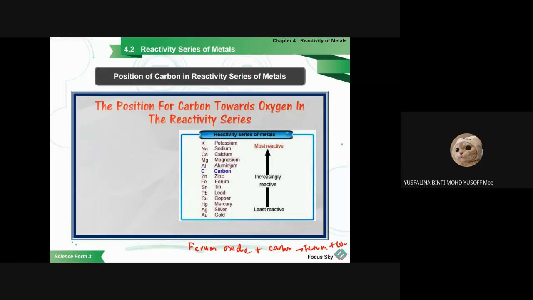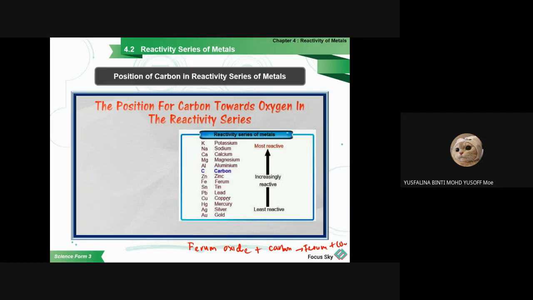So for aluminium, magnesium, calcium, sodium, potassium, carbon cannot react with these 5 metals. Only those below it, like zinc, ferrum, tin, lead, copper, can react. Mercury cannot because that one is an element. So below the carbon, yes, can react. But those above, like aluminium, magnesium, calcium, sodium, potassium, cannot react because they are more reactive than carbon.